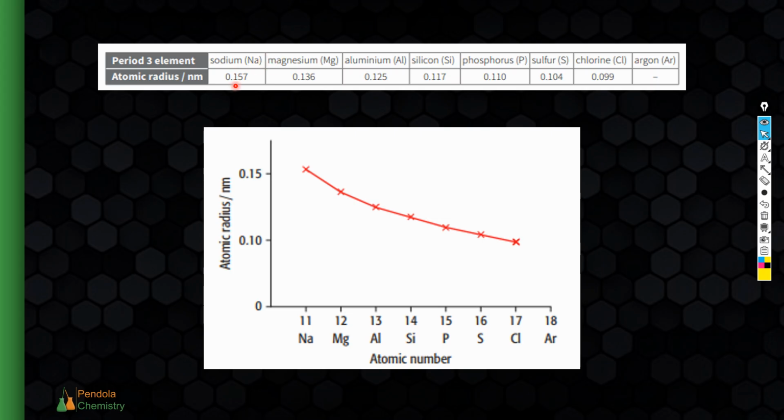So here we have sodium's atomic radius is 0.157 nanometers, magnesium 0.136, aluminum 0.125, silicon 0.117, phosphorus 0.110, sulfur 0.104, and chlorine 0.099. So we can see here visually in the graph that as we go across the period, the atomic radius decreases. And they might give you this data and ask something as simple as explain why.